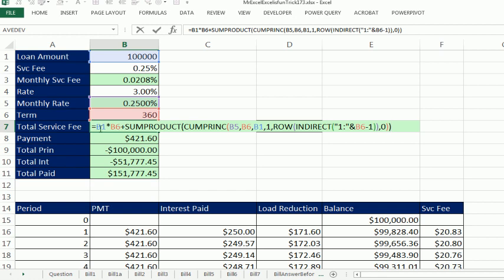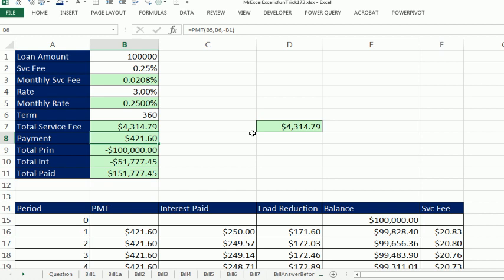F2, and now I need to multiply that times this 0.25 divided by 12, which I've already done, and enter. You gotta be kidding me.